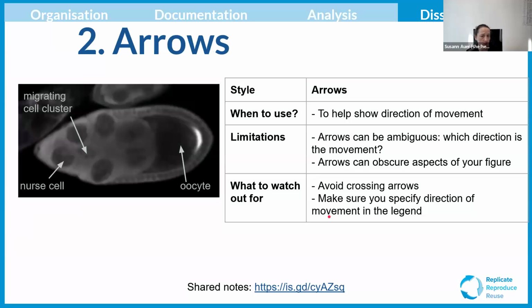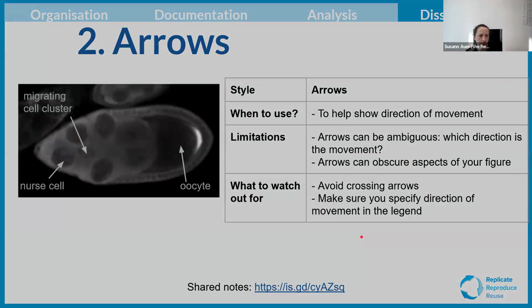You could use arrows. Arrows are actually good and helpful if you want to show direction. For example, here we have a nerve cell, and these nerve cells are migrating at some point in this direction. And I think, if I'm not mistaken, they go in this direction probably. So you could have a dotted arrow or something to show movement. You just have to make sure in the legend that you also describe what's going on here.